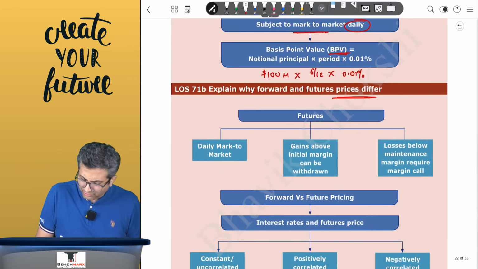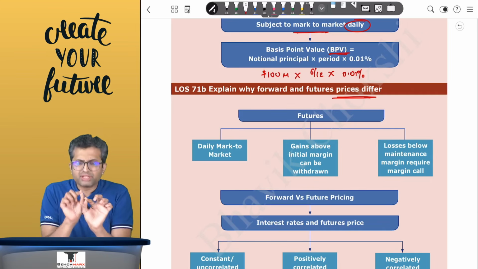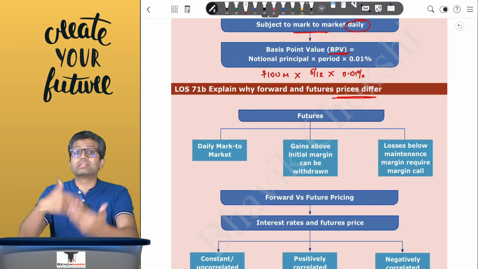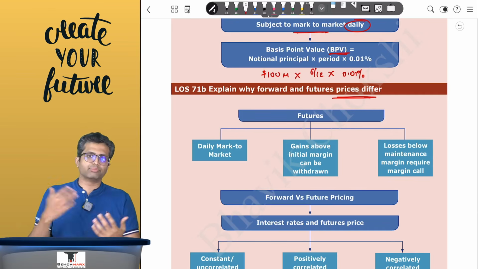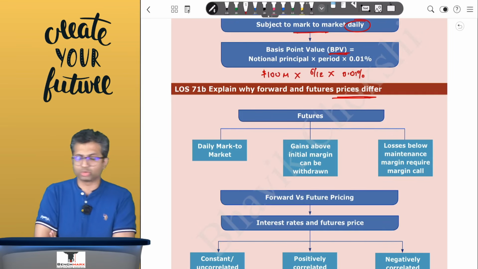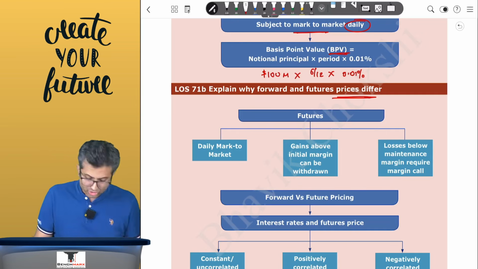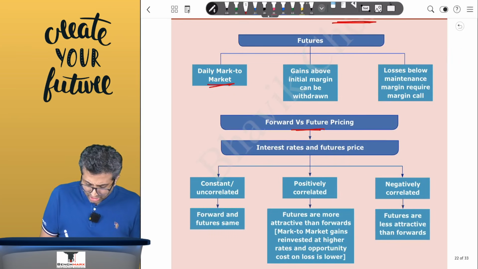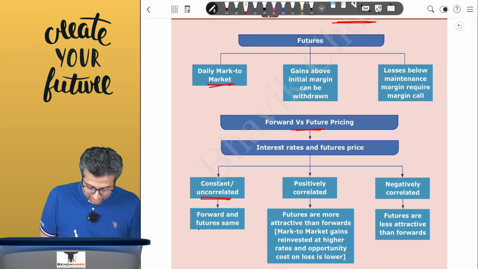Why do futures and forward prices differ? Ideally, they should not differ. They will remain the same, and even if they differ, there is a small difference. The reason for the difference is the interest rate. In case of a forward, you settle, let us say, at reset periods. In futures, you do a daily mark to market settlement. So if your interest rates remain constant, then the prices of forward and future will remain the same, if there is constant interest rate or it is uncorrelated, in which case forward and futures are the same.